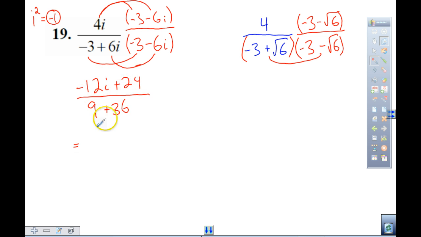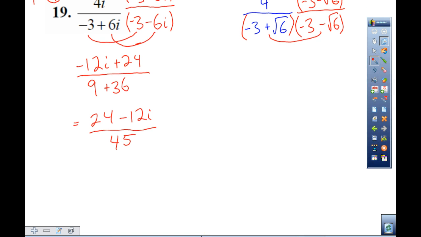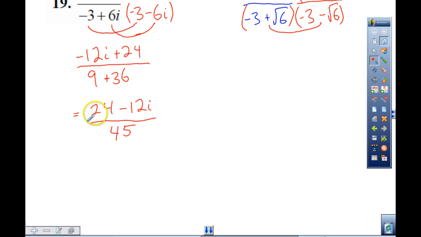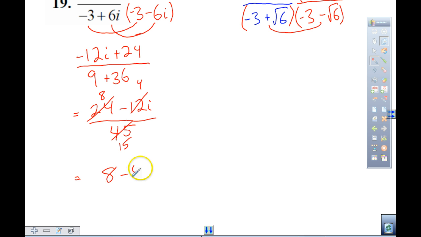Generally, you see the real part written first, so we'd write 24 minus 12i all over, what is this, 45. Is there any number that goes into all three of these? 24, 12, and 45. 3. So I reduce it by a factor of 3. So 3 goes into all of them. Okay. 3 goes into here 15 times. 3 goes into here 8 times. 3 goes in here 4 times. So our final answer.